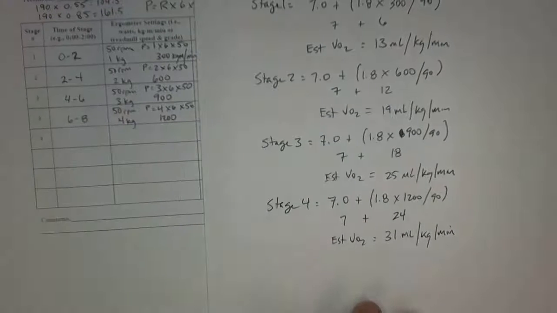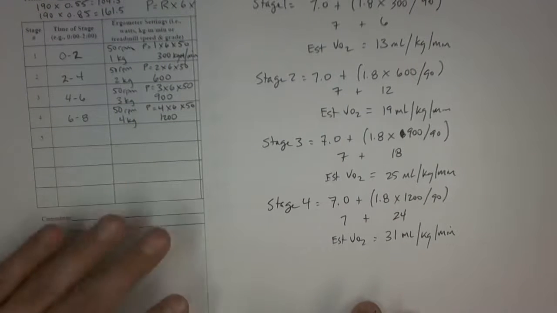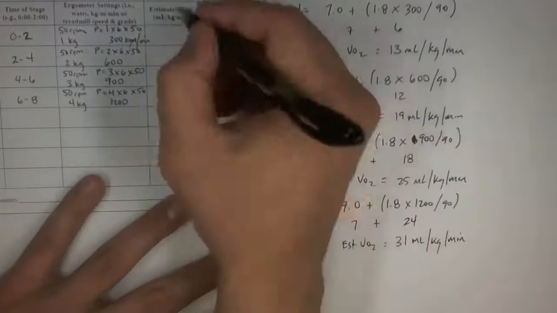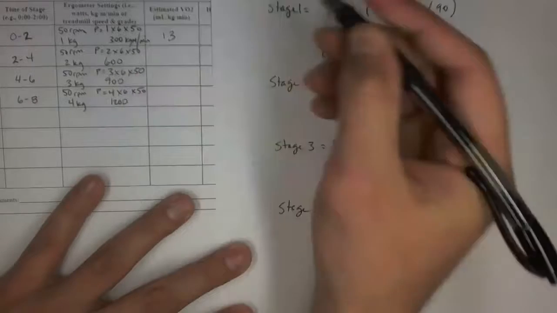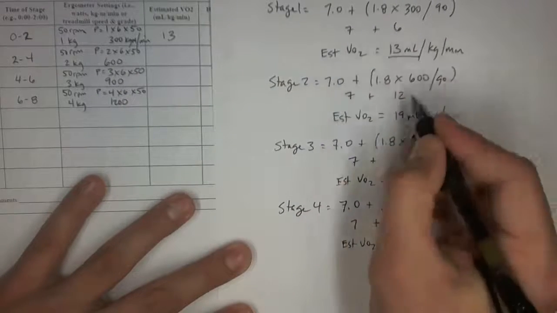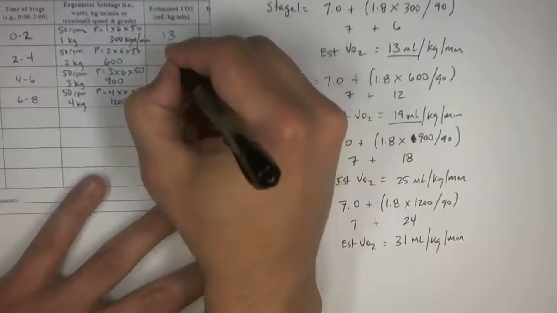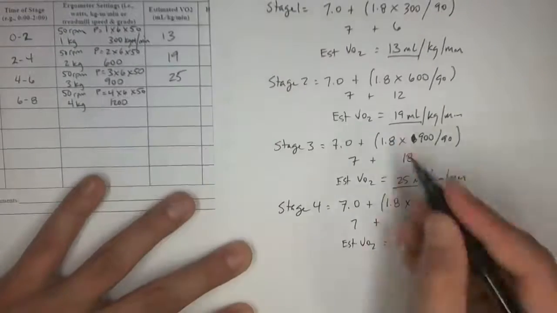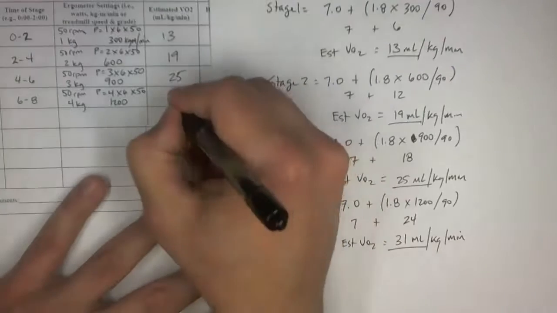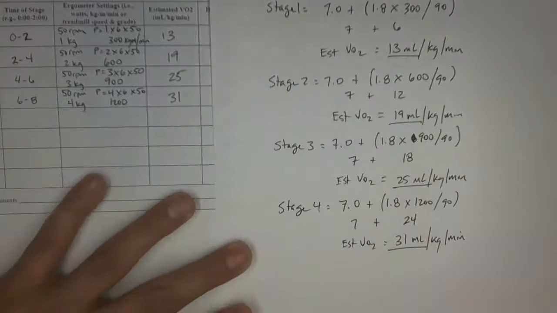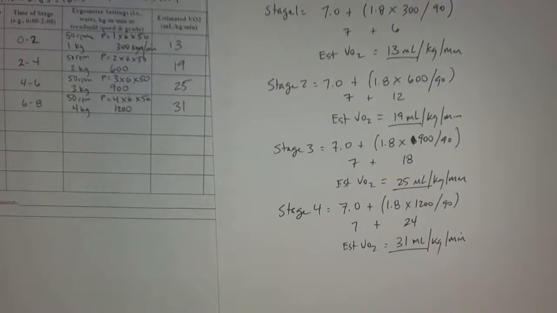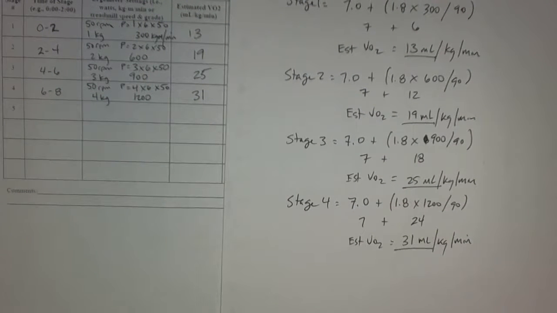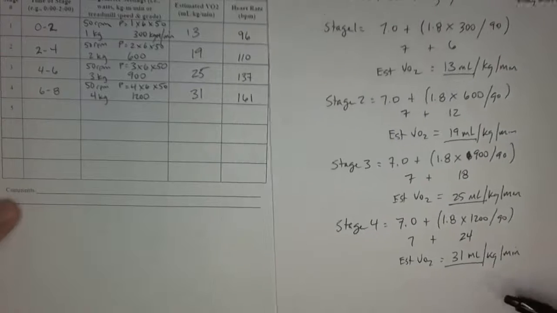Okay, so now that we've calculated all these values, we'll move them over into our chart here. So stage 1, estimated VO2 is 13. Stage 2 is 19. Stage 3 is 25. And stage 4 is 31. So again, that's how we can use these metabolic equations to figure out essentially the estimated oxygen consumption at each of these stages.